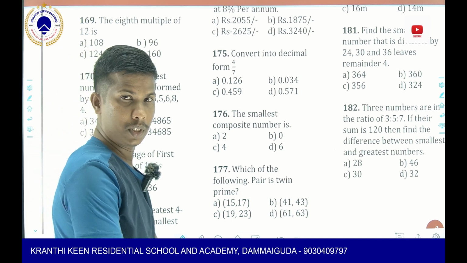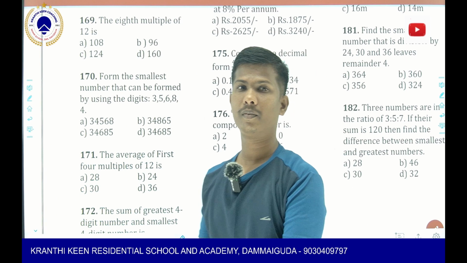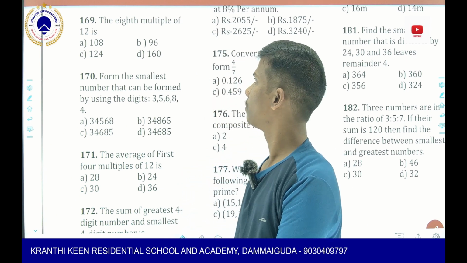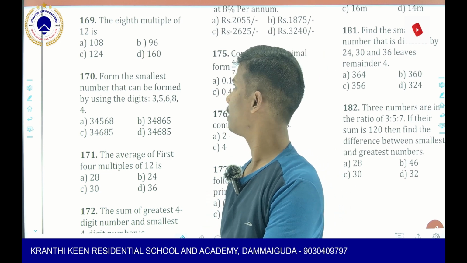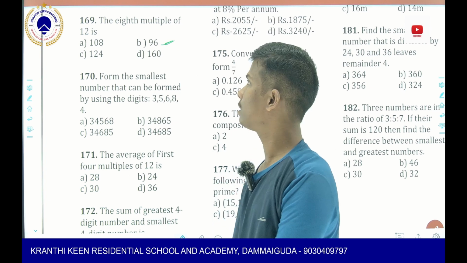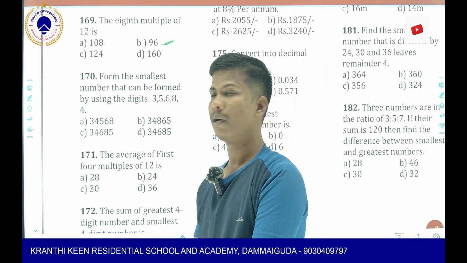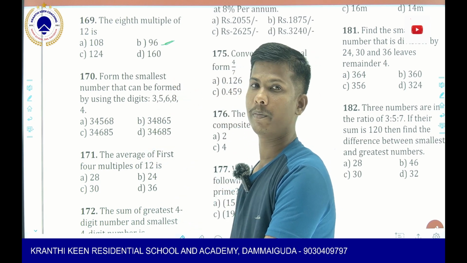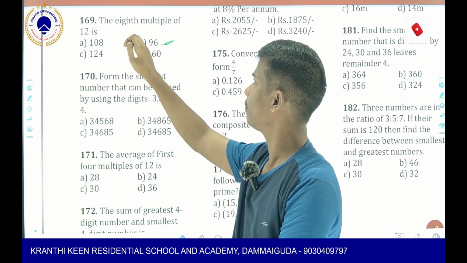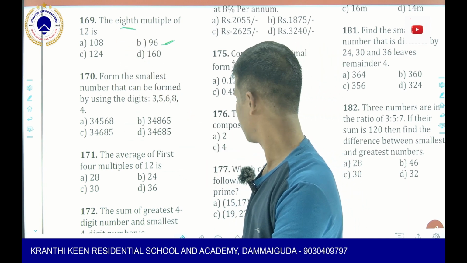Next, you see, the simple question is asking the eighth multiple of 12. Eighth multiple means nothing, only 12 into 8 you have to do. 12 times 8 is 96, no? 12 times 8 is 96. You see, for some questions, you need not use the pen. You need not write the problem in the paper. You may directly answer that to save time. The eighth multiple means to multiply 12 with 8. That only is being asked.